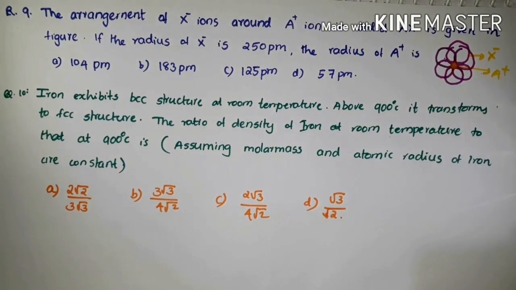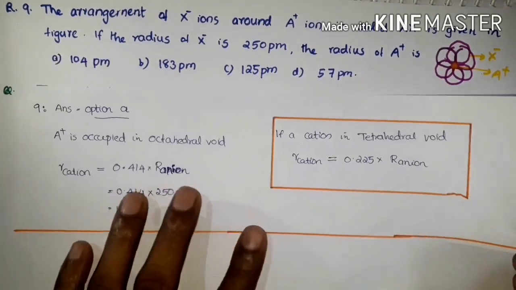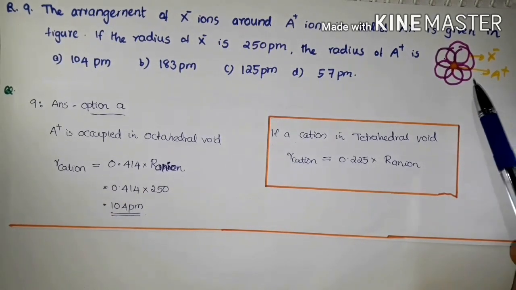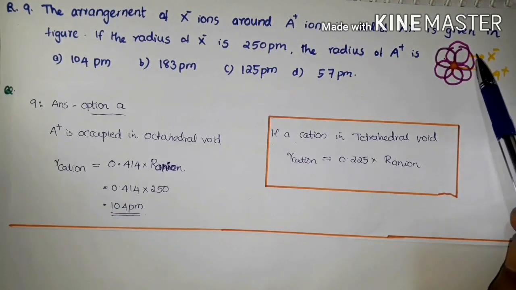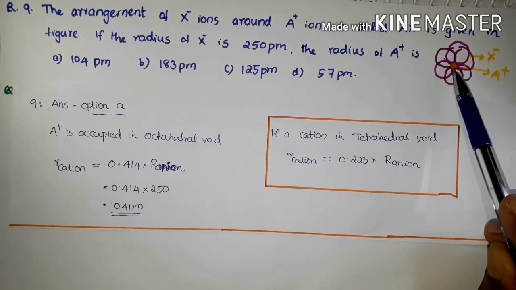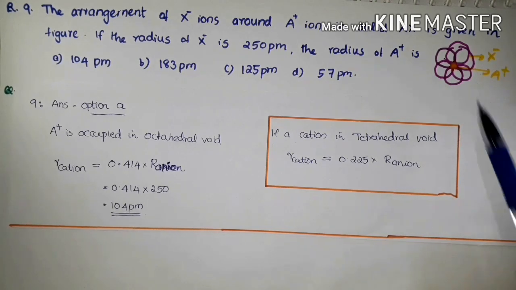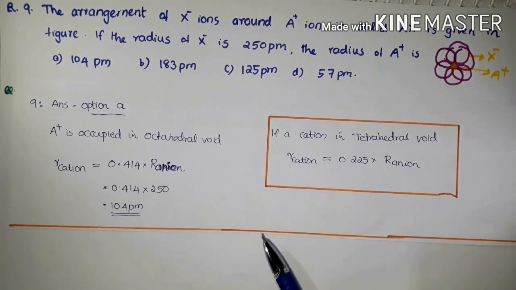Next question. Arrangement of X minus ions around A plus ions in solid AX is given in the figure. If the radius of X minus ion is 250 picometer, then the radius of A plus ion is? So here we can see a total of 6 X minus ions are there and A plus ion is present at the void. If A plus is surrounded by 6 X minus ions, that creates an octahedral void. So A plus ion is present at the octahedral void.